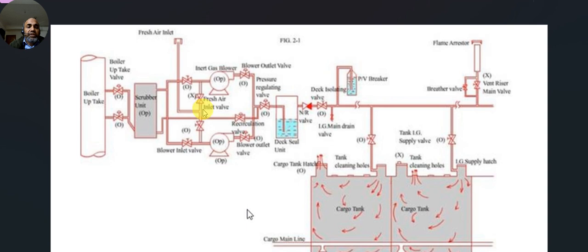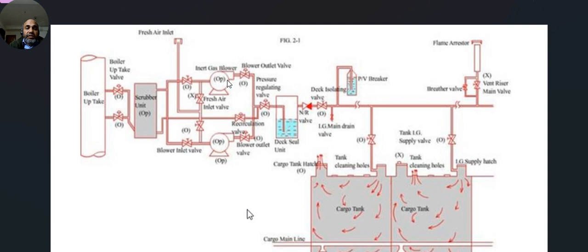For any reason, you see there is a line connected with the fresh air inlet. If I want to blow fresh air to the tanks, I open these valves, and the air is taken from the atmosphere and passed to the tanks. Let's say you want to do gas freeing, at that time you want to blow the tanks with fresh air, then you take the fresh air from the atmosphere through these lines. And these are the inlet valves.